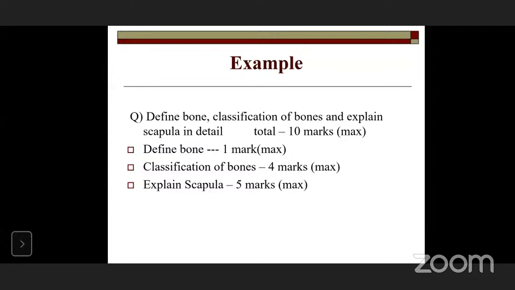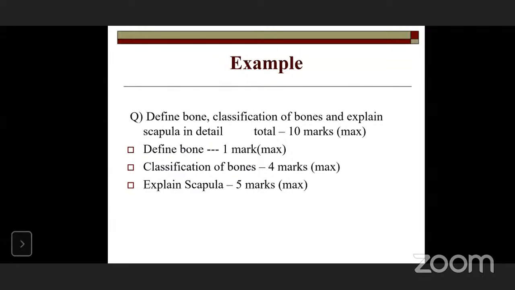Define bone, the definition of the bone, is for 1 mark only. Many people write a whole page of definition, but that is no need. One or two lines are enough, because only 1 mark is allotted. The classification of the bones is for 4 marks, so you have to explain all 4 categories to get full marks. Then explain the scapula, which is for 5 marks. So 1 plus 4 plus 5 gives you the whole 10 marks.